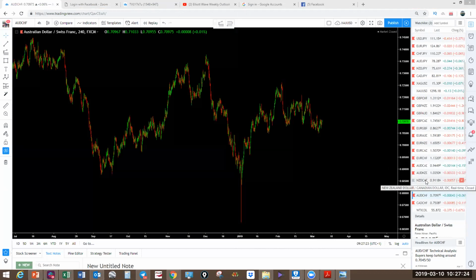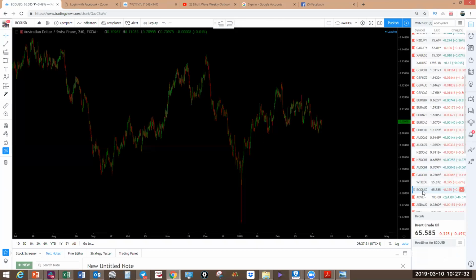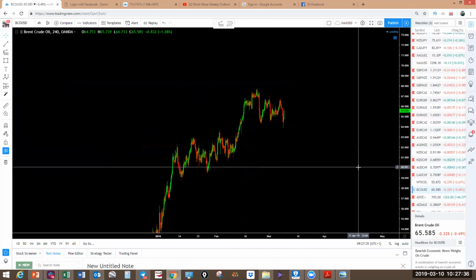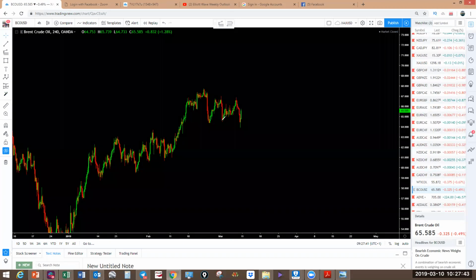Any other pair missing? I think we're only left with oil. Let's look at Brent crude oil. All right, so Brent crude oil, we wanted to get a pullback from here. I think it was a week back, the previous week. We wanted it to do this and that. That's okay if it didn't do that. You still have this pullback. You still have this pulsing move.